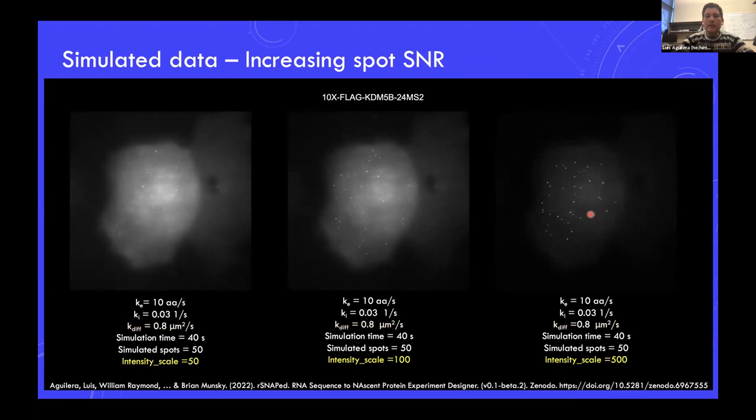And finally, another thing that we normally have to deal with a lot with the images from the microscope is the signal to noise ratio. And in this experiment, I am just increasing the signal to noise ratio. So this is, of course, an image that is going to be harder to process with an image processing pipeline than this one. So we can simulate whatever we want.